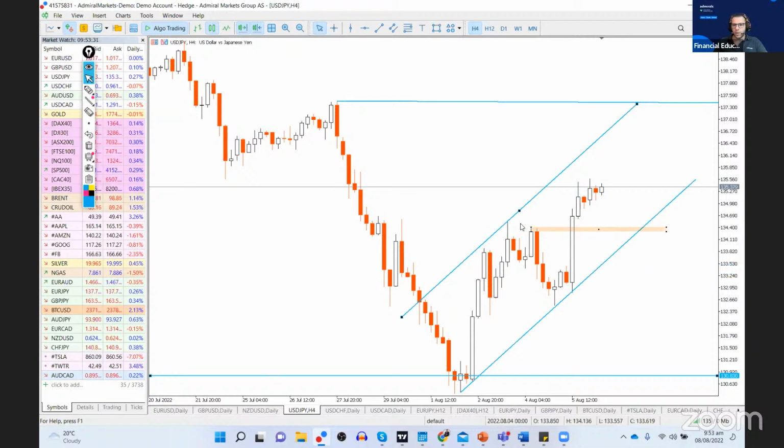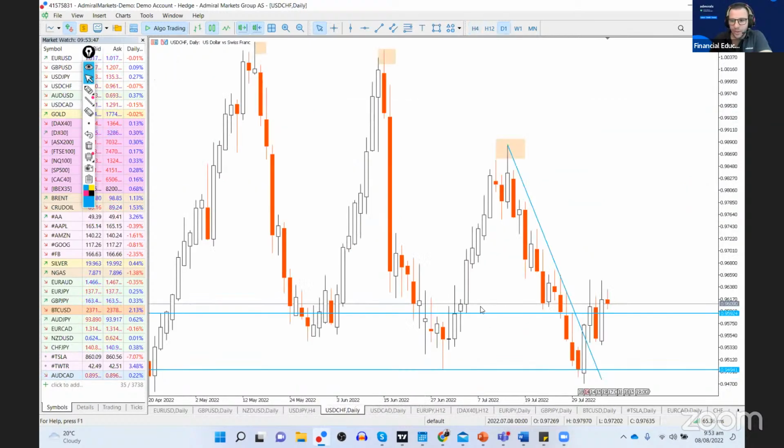And then we have this support, this trend line. So we have many factors of confluence, and that's awesome if the market comes there. So I'm bullish from this week. I'm bullish on the US dollar in all the pairs here.